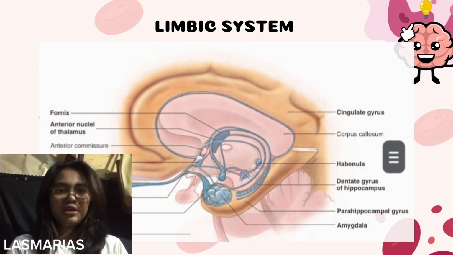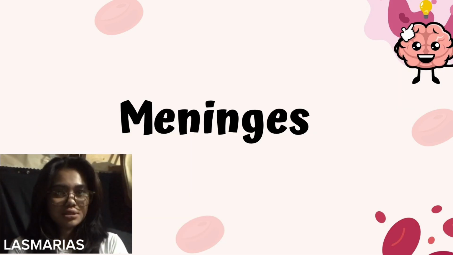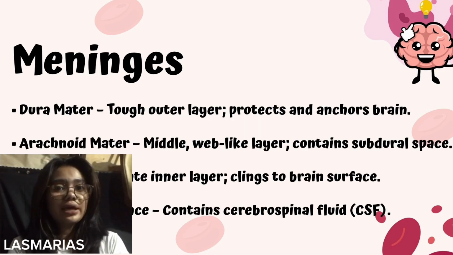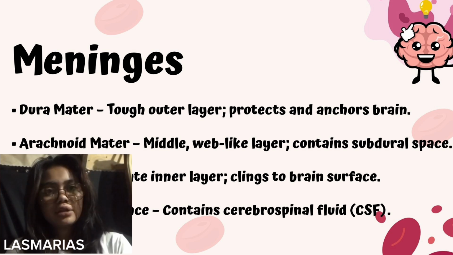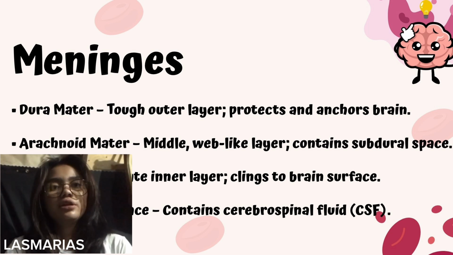The pia mater adheres that closely. So the meninges, composed of the tough dura mater, the web-like arachnoid mater, and the delicate pia mater, along with the cushioning cerebrospinal fluid in the subarachnoid space, form an essential multi-layered system that keeps your brain protected, cushioned, and anchored. So now let's elaborate on the function of cerebrospinal fluid, or the CSF.